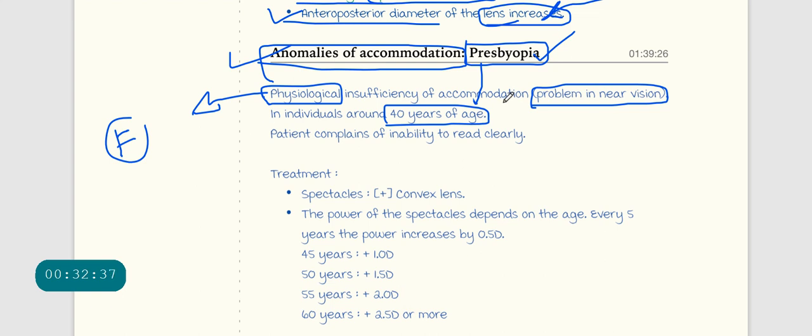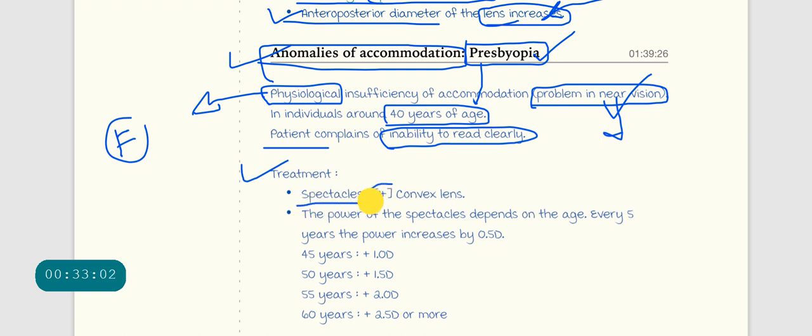So what is the treatment of presbyopia? It is spectacles, positive convex lens spectacles. Convex lens will increase the vision. Now the power of the spectacle depends upon the age. In presbyopia, the power of the spectacle depends upon the age. Every 5 years the power is increased by 0.5 D.